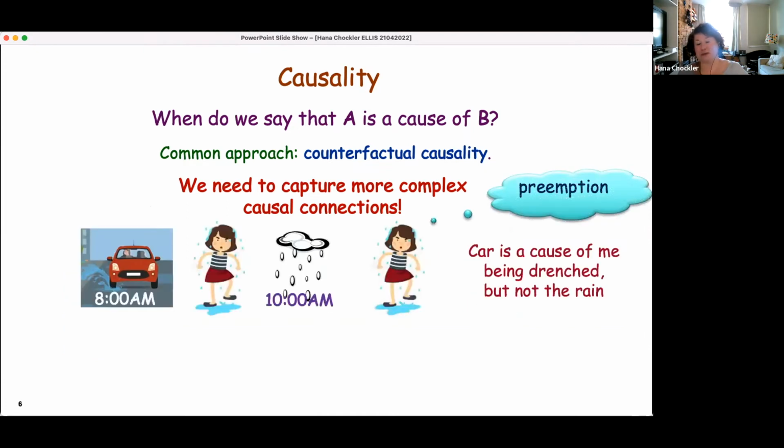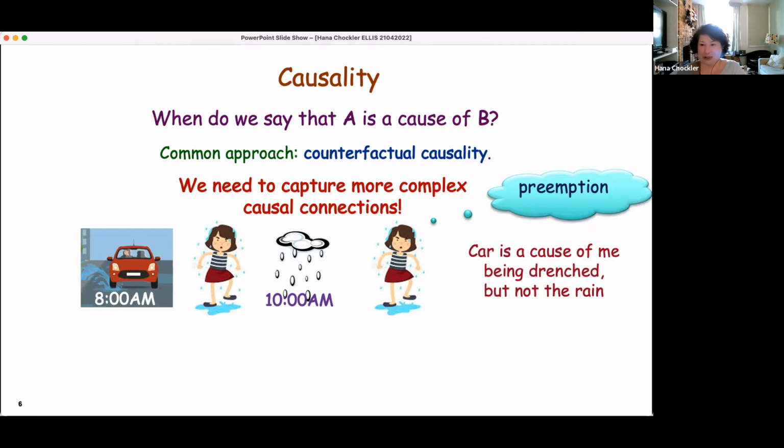Another example of a subtlety that is not captured by the simple counterfactual definition is preemption. So here, for example, I left the house at 8, and the car splashed me at 8 when I left the house, and then I was wet. And then at 10 it started raining; it wasn't raining before, but then at 10 it started. I was still en route, but I was already wet. Right? So in this case, we would like to say that the car is the cause of me being drenched, but not the rain, because I was already drenched when it started raining.